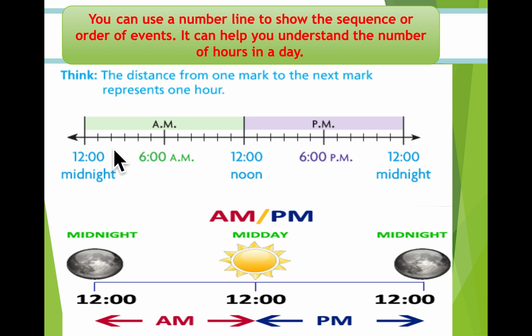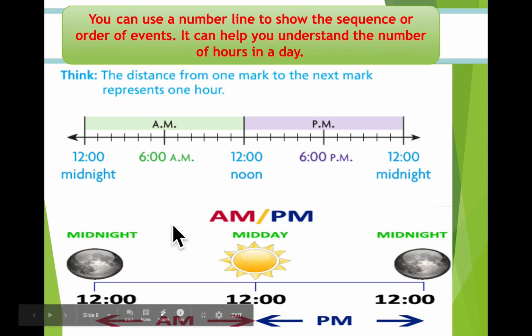So this is 1 AM, 2 AM, 3 AM, 4 AM, 5 AM, 6 AM, 7 AM, which is usually when you guys come to school, 8 AM, 9 AM, 10 AM, 11 AM, and over here it switches to PM. Now it's 12 PM, and afterwards we continue 1 PM, 2 PM, 3 PM, and so on. AM starts at midnight and it goes on until midday. This is when we change to PM, and PM goes on from midday until midnight, and the circle starts again.